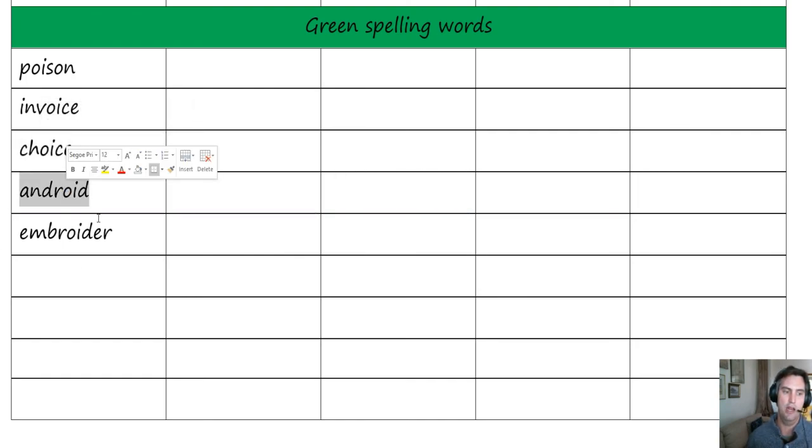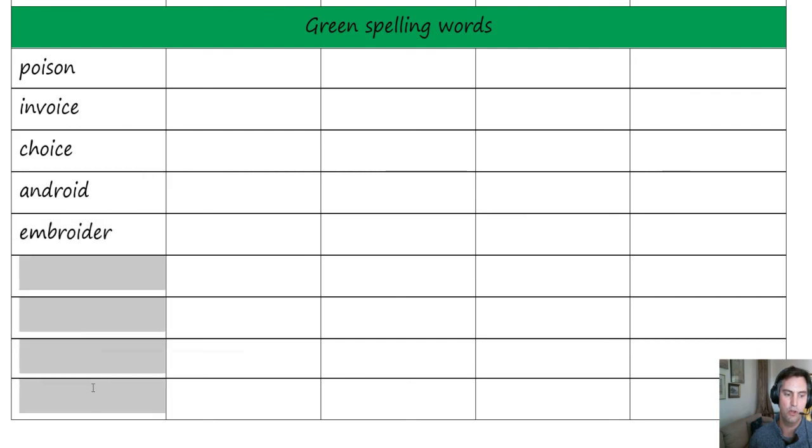The next word is android, which is a robot with human form. Very cool. Lots of great science fiction stories feature androids. Finally, the last word is embroider, which is when you place something on some fabric, usually a nice pattern or something like that. All right, there are some spaces here for your personal words.